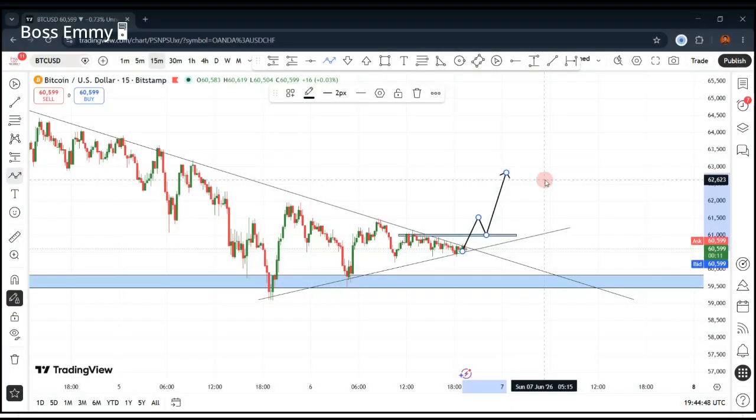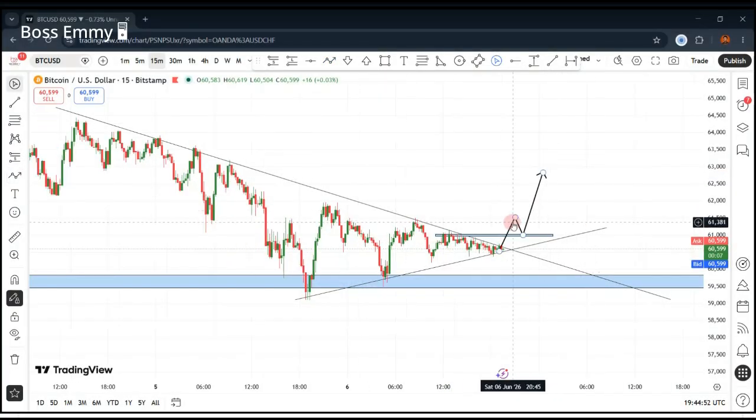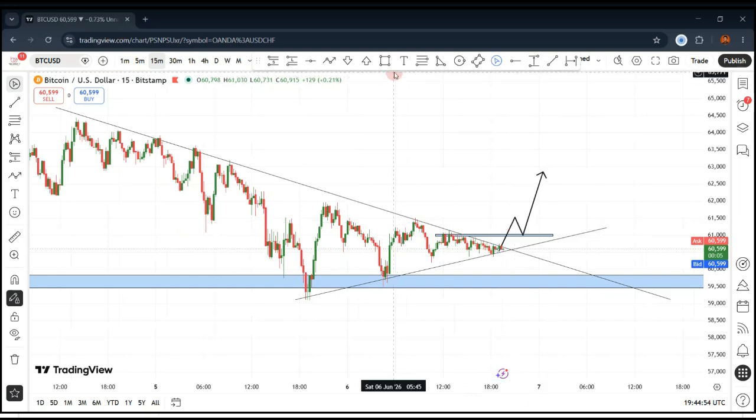If the market is able to break and retest that zone, we are going to be taking a buy to the upside. If you can hear me on Telegram, please let me know. Yeah, we are going to be taking a buy from this zone to the upside.